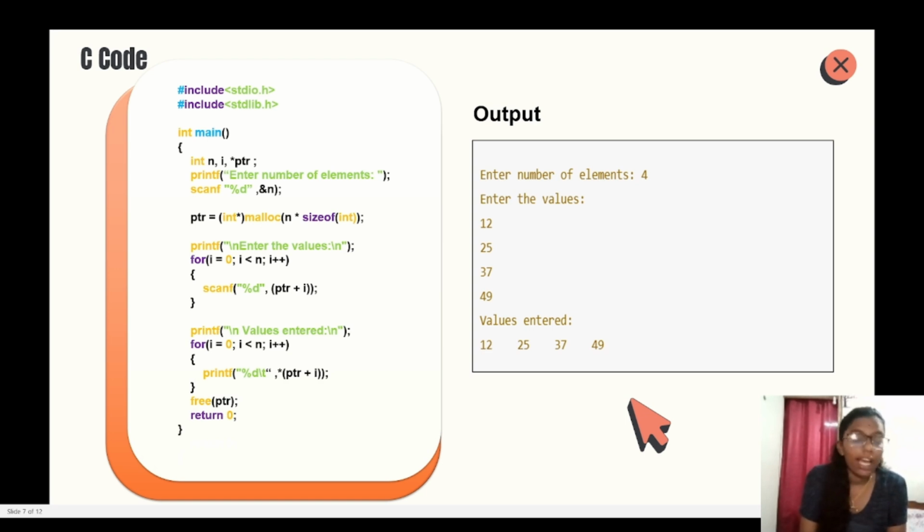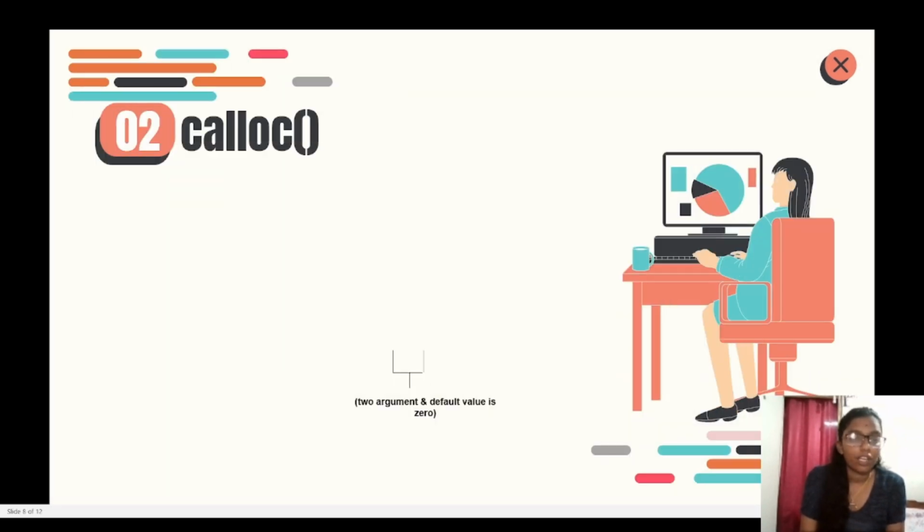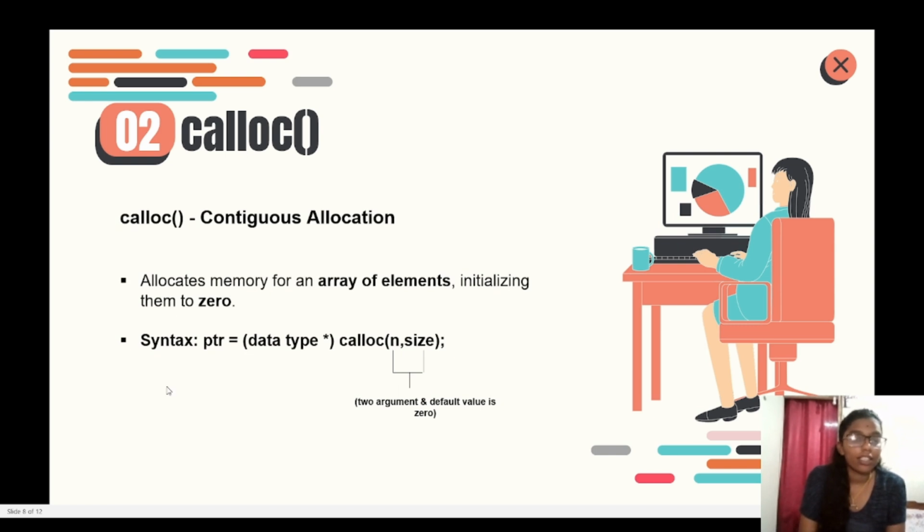That is about malloc. And malloc, in general, is used for structures. That is again another point. So coming to calloc, calloc is a contiguous allocation. Basically, the difference between calloc and malloc is that malloc just allocates a block of memory, whereas calloc dynamically allocates multiple blocks of memory and each block is of the same size. That is the difference between malloc and calloc.